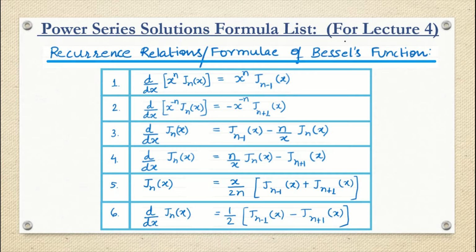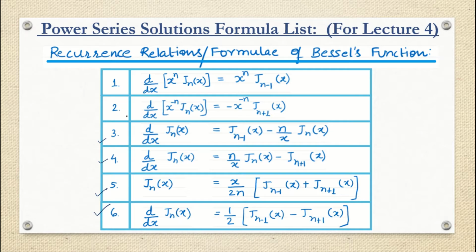In the last class, lecture number 3, we saw the derivation of recurrence relations 3 and 4. So we have covered recurrence relations 1, 2, 3, 4, and seen all the proofs. Now in today's class, we are going to derive recurrence relations 5 and 6.